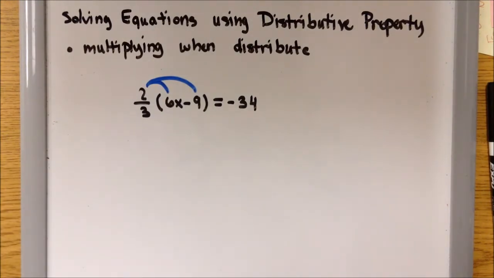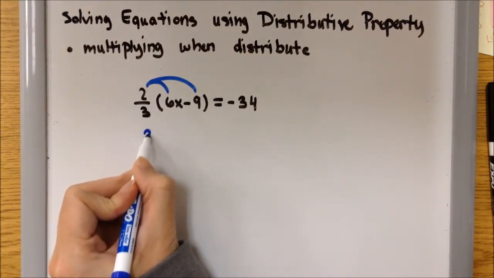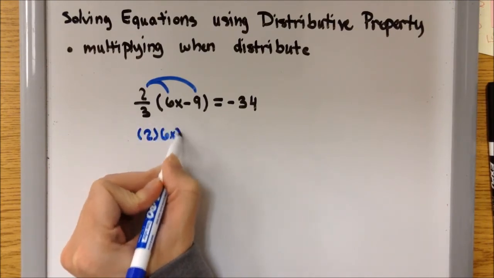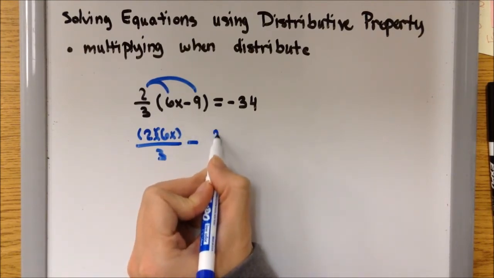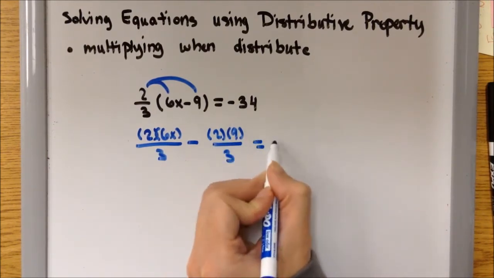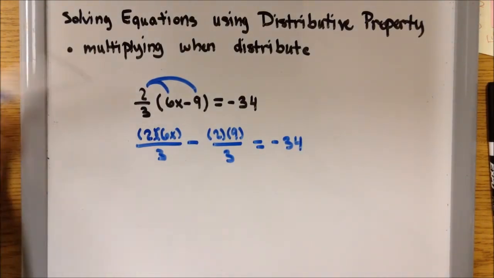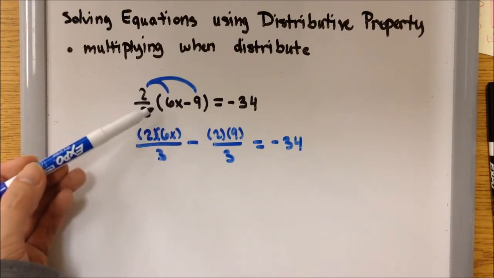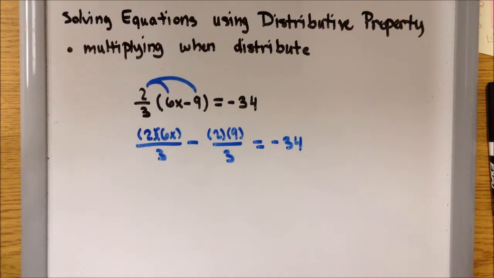When we're distributing, I'm going to write this step by step. We multiply to the numerator. So 2 times 6x over 3, minus, 2 times 9 over 3, equals -34. That's what happens when we distribute the 2/3. Anything that's inside, you just multiply to the numerator if it's a whole number. If it's a fraction, you multiply straight across: numerator times numerator, denominator times denominator. But in this case, with 2/3, just multiply to the numerator.